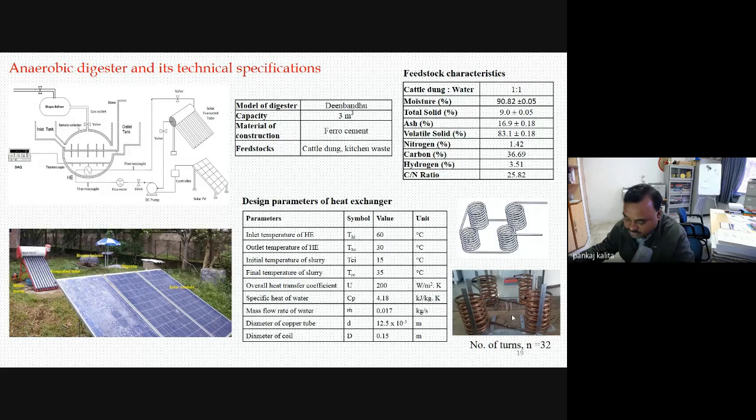So what happens, we have used one configuration like PV, and this was used to run the DC pump, and this water is circulated through this evacuated tube collector, and then water is circulated in a heat exchanger, which is placed at the bottom of this biogas plant.